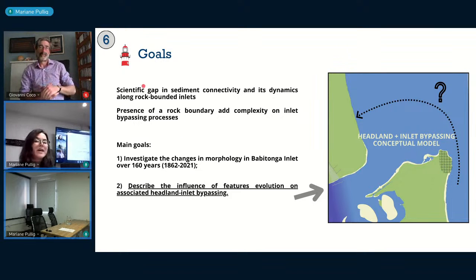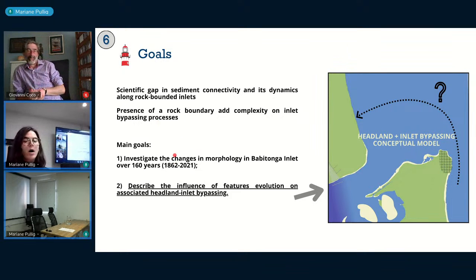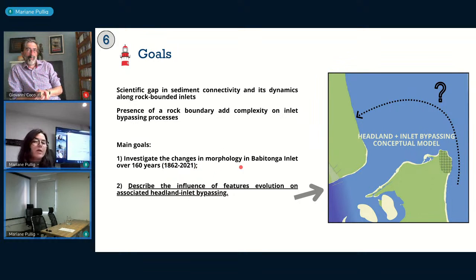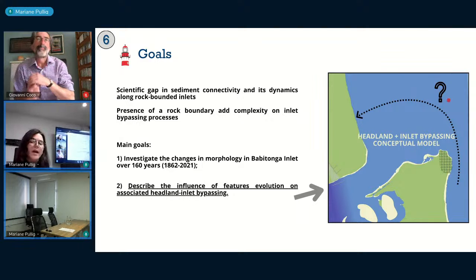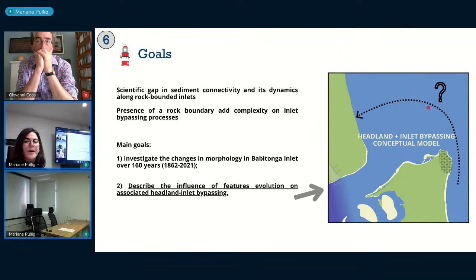So, because of that, the main goal of the study is first to investigate the change in morphology in Babitonga inlet over 160 years, and then describe the influence of those features' evolution on an associated headland inlet bypass. For that, we elaborated a conceptual model of headland and inlet associated bypassing process.